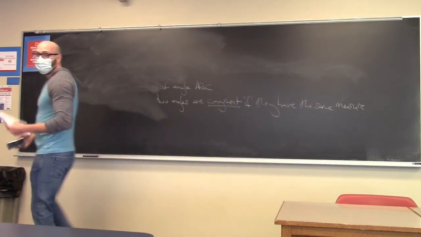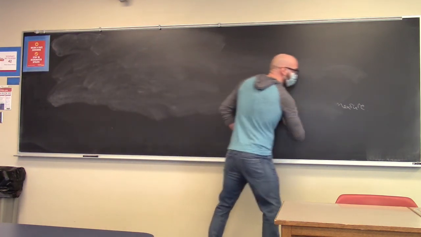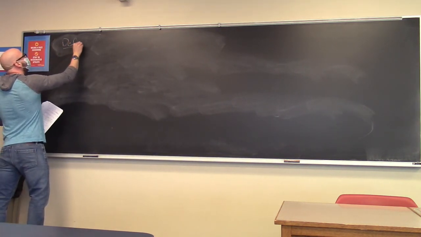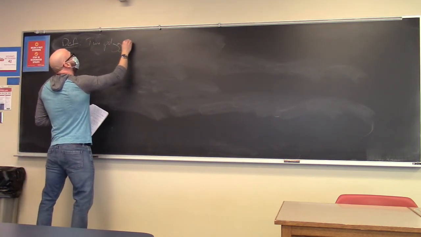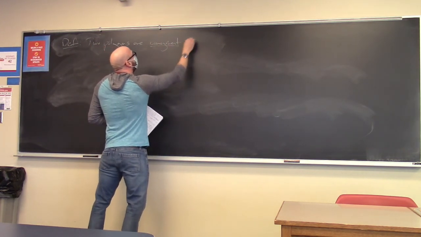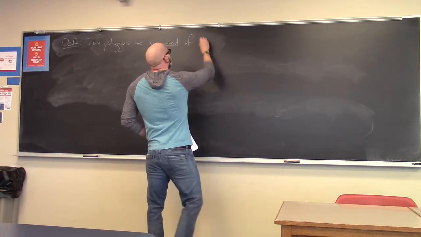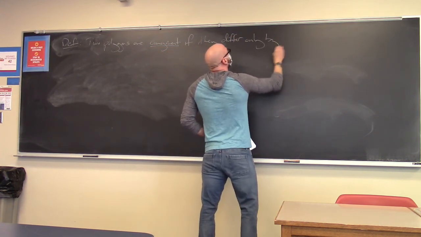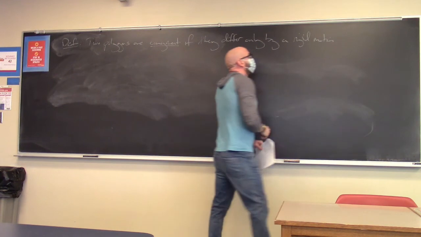And then once we have that, we of course have congruent polygons. So two polygons are congruent if, same thing, if they differ only by a rigid motion. Only by a rigid motion.